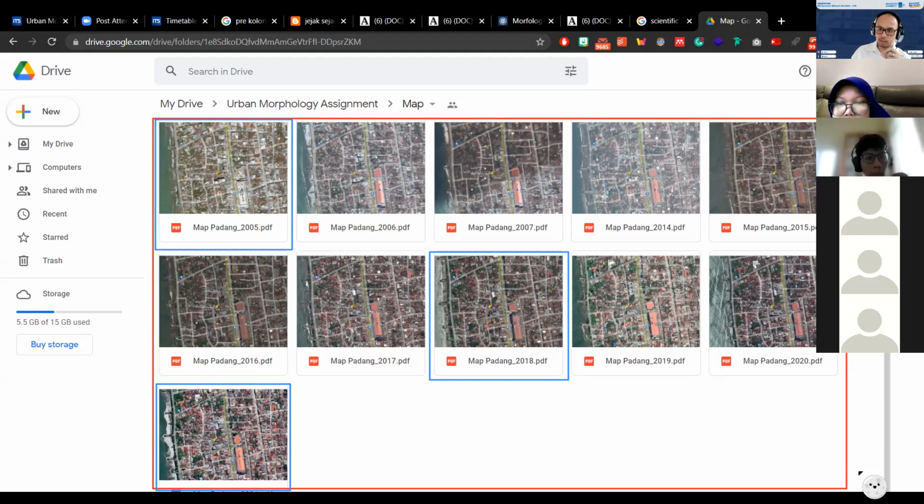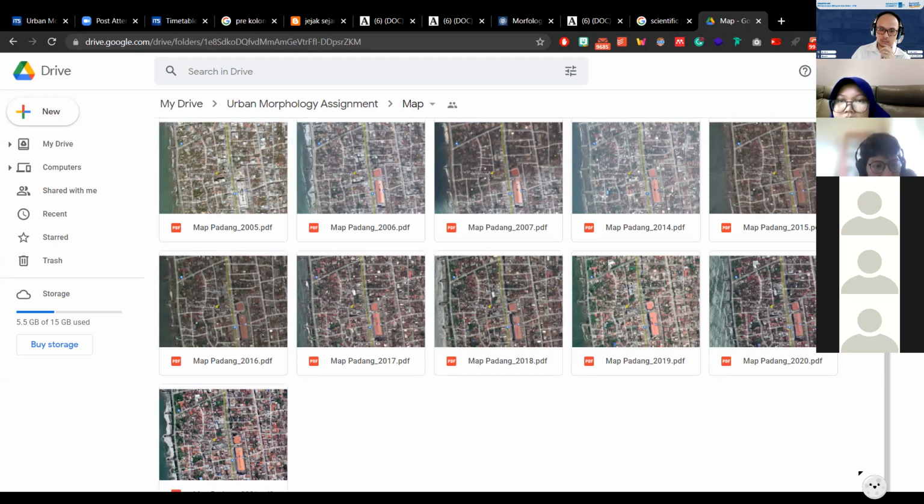I know from a glance, it doesn't seem like there are that many changes over the last 15, 16 years. I noticed that there are differences in the coastal lines, but that can be due to the different times that the pictures were taken.